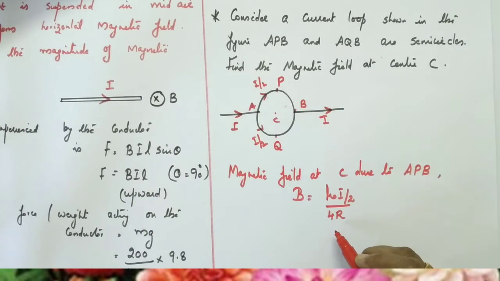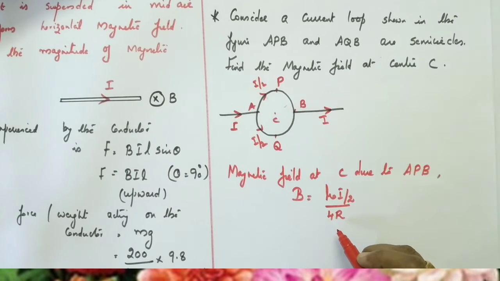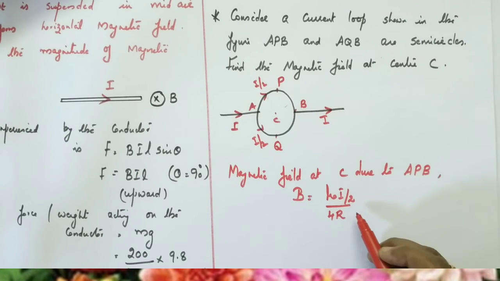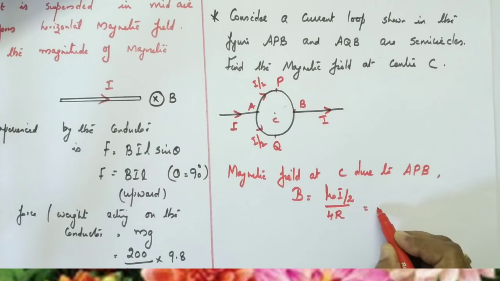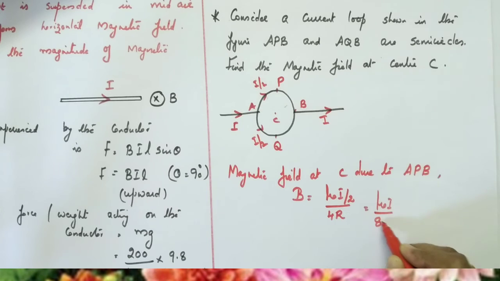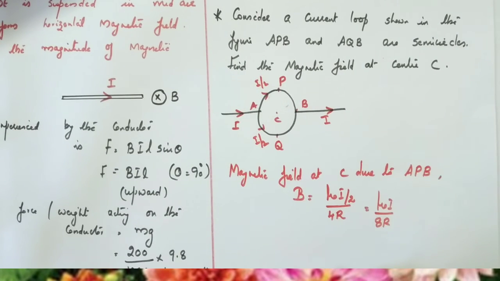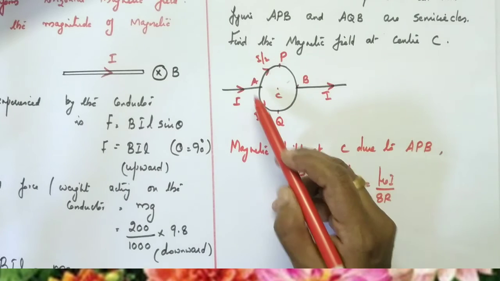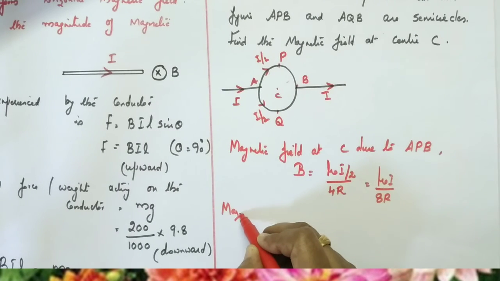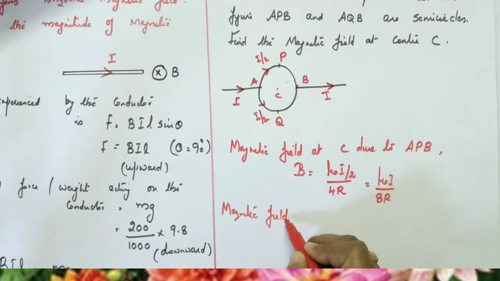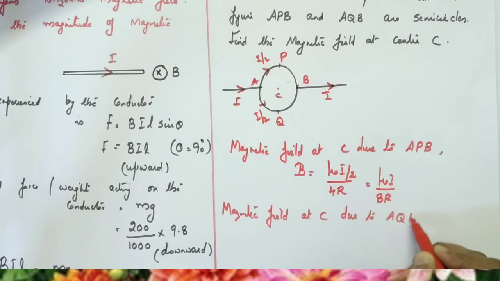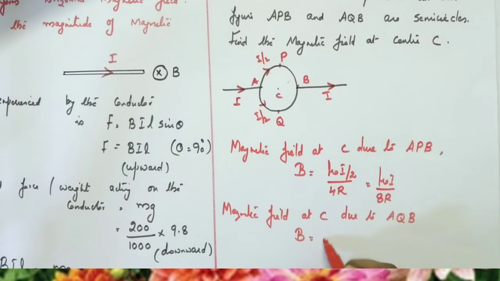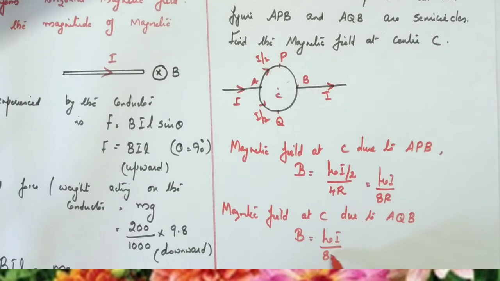So mu 0 I by 2 divided by 4R, that is mu 0 I divided by 8R. Similarly, the magnetic field at the point C due to the other loop AQB is also the same, equal to mu 0 I divided by 8R.